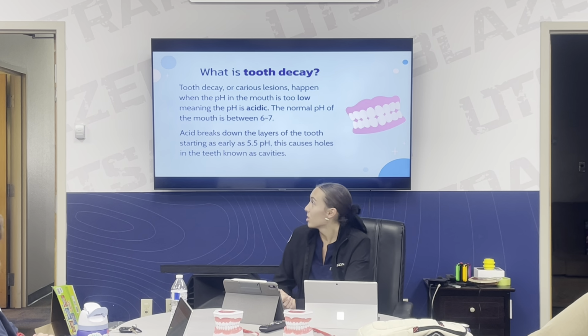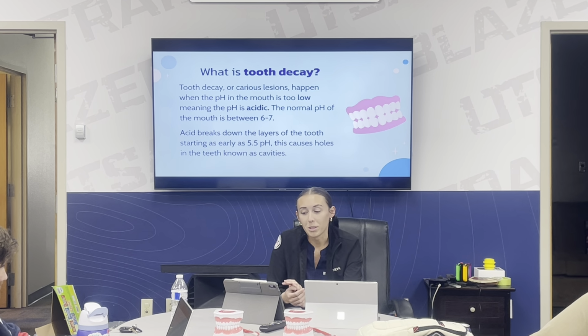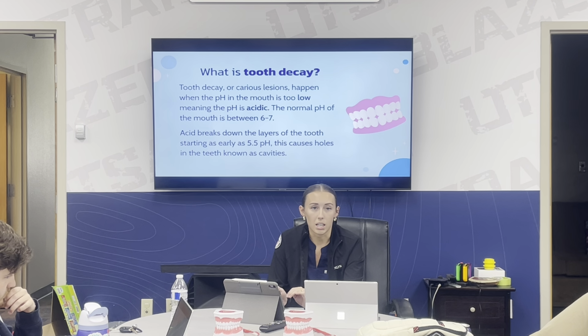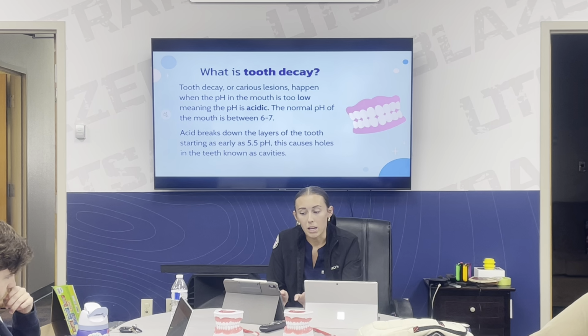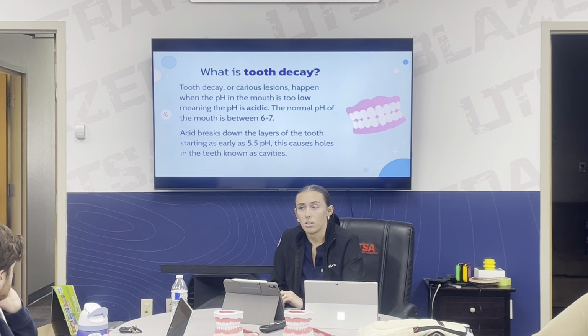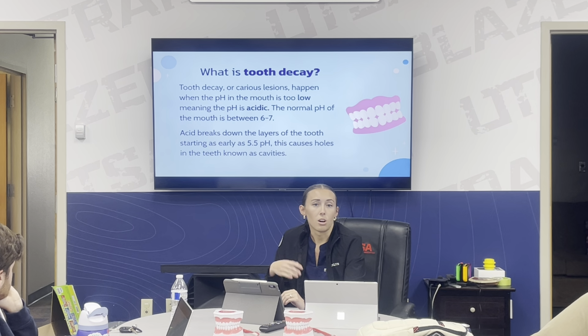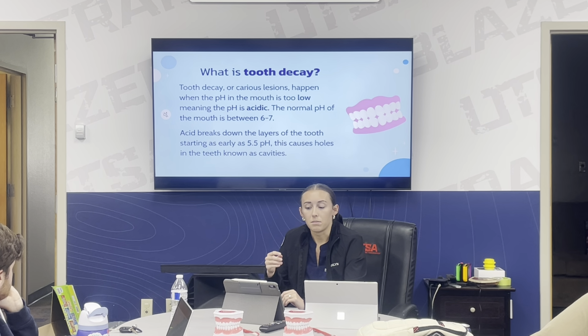So, what is tooth decay? Tooth decay or carious lesions happen when the pH of the mouth is too low, meaning the pH is acidic in your mouth, and the normal pH of the mouth is between 6 and 7. A pH of 5.5 can demineralize the outermost layer of the tooth, which is called enamel, and the layers below that are even softer, so they'll demineralize even sooner.